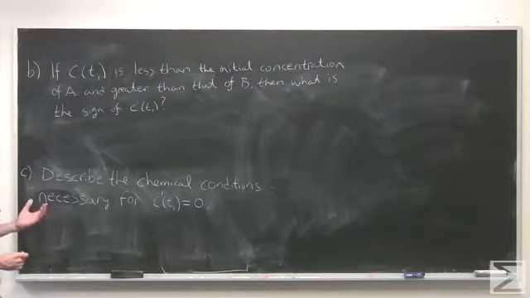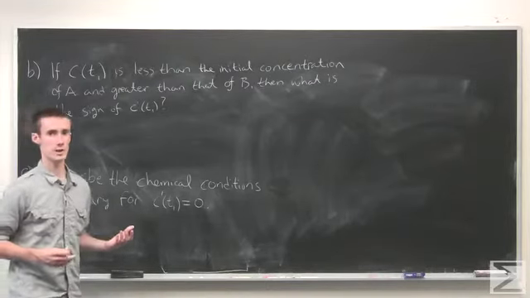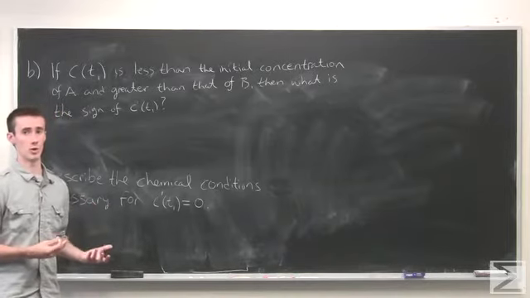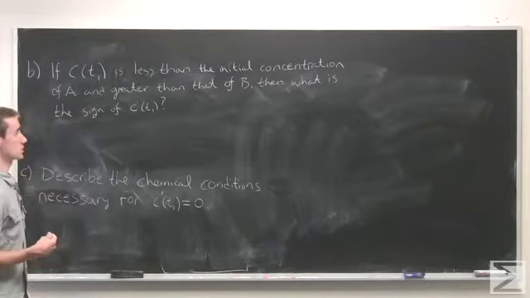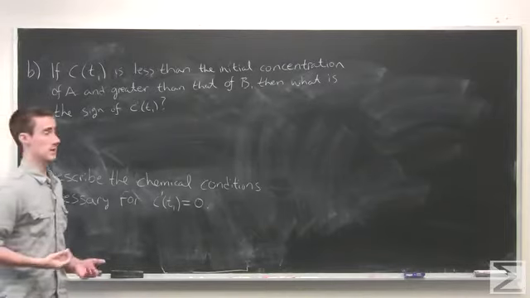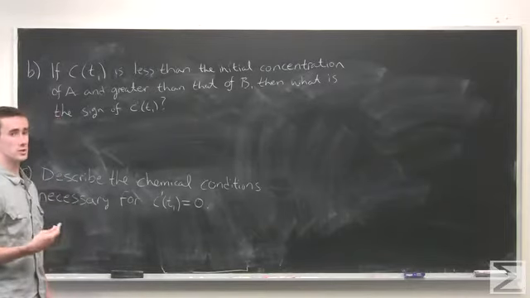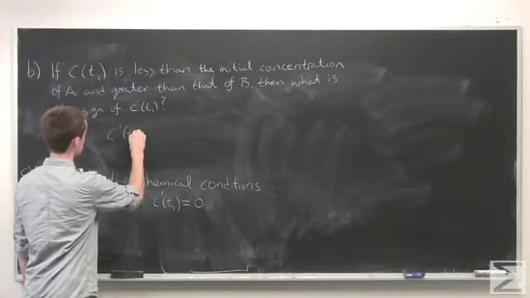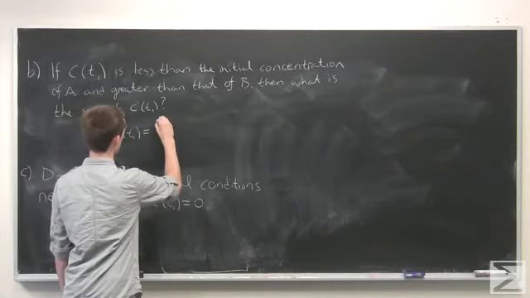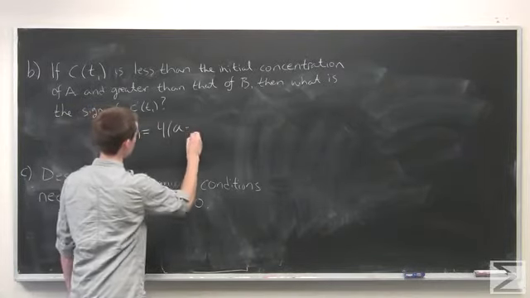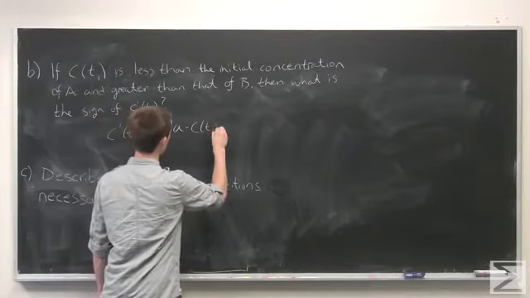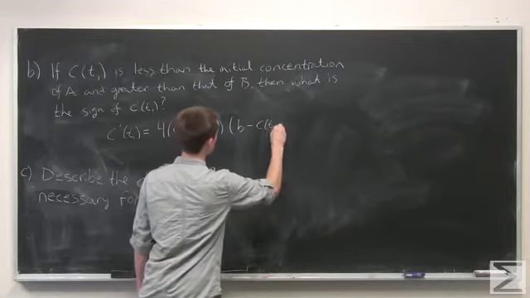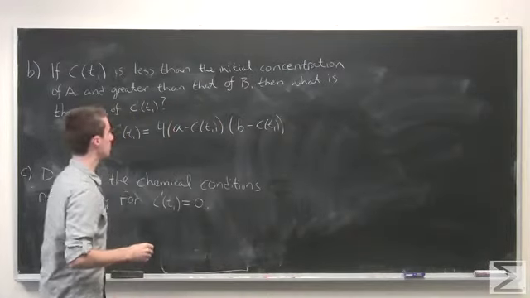Part B asks, what if the concentration at a given time T1 is less than the initial concentration of the molecule A, but greater than the initial concentration of the molecule B? Can we say anything about the rate of change of the concentration of C now? Well, C prime of T1 is going to be 4 times A minus the concentration at time T1 times B minus the concentration at time equals T1.